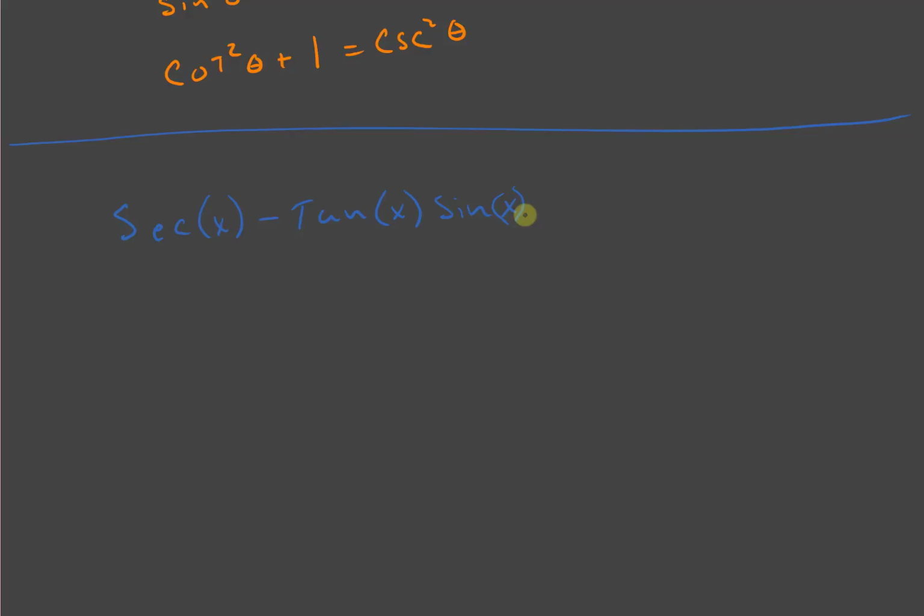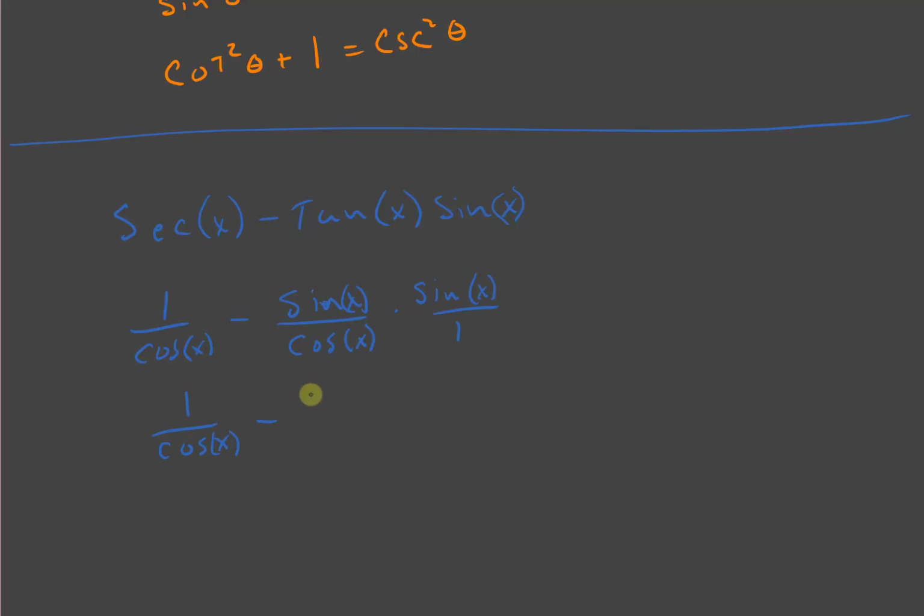So looking at this expression, secant, I can rewrite that as 1 over cosine of x minus tangent of x, we can write that as sine of x over cosine of x times sine of x. Well, it's already in terms of sine, so we'll make it a fraction, sine of x over 1. Now, simplifying, we have 1 over cosine of x, nothing to do there, minus.